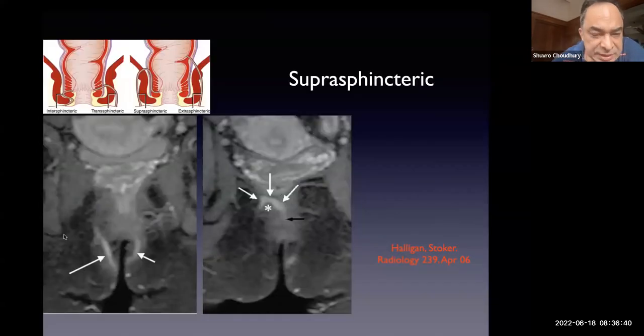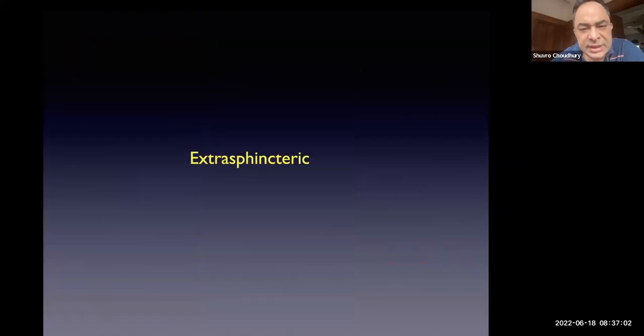Now this is a suprasphincteric fistula. You can see the tract going up. It's very difficult to see it in one plane. It goes up, almost goes up to the level of the levator plate, then comes down and opens into the dentate line. Much rarer, but we do see it from time to time.